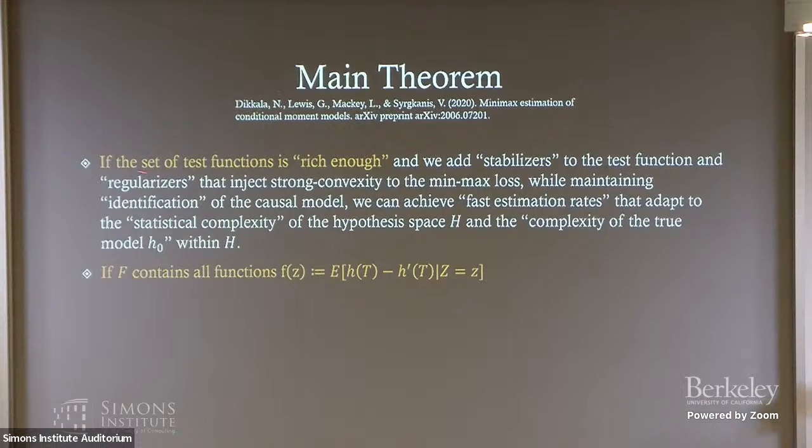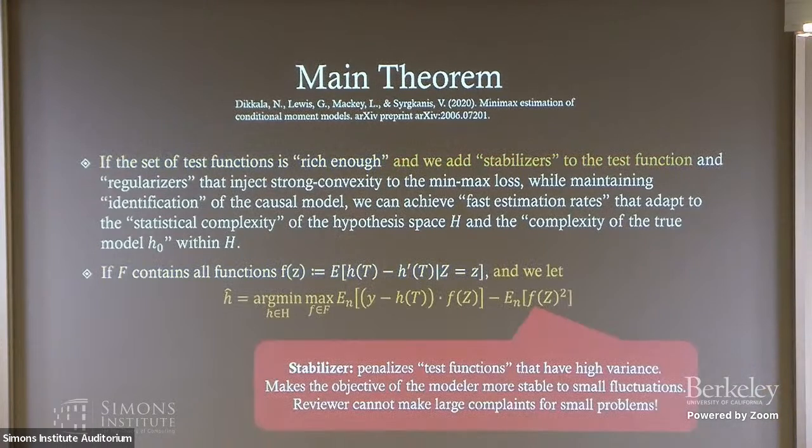So if F, what does it mean reaching out? We need that the test function space contains functions that look like this. You take two hypotheses in your original hypothesis space, you take their difference and project it through your instrument. So this conditional expectation needs to lie in the function space. Okay, so that's one condition. You can also allow for approximation errors, and there's going to be some extra bias terms if this is not contained but is close. But this is the main theorem statement.